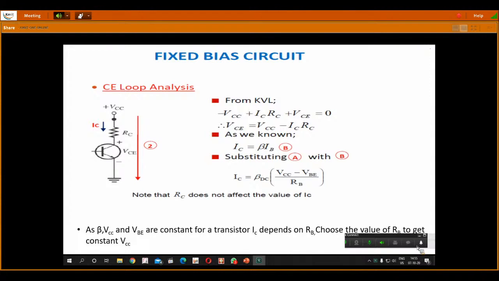So the quiescent values of your fixed biasing circuit depend on the temperature sensitive parameters, which are your beta DC as well as your base to emitter junction voltages, which gives you poor stability. Hence we'll move to your next biasing technique, which is voltage divider biasing.